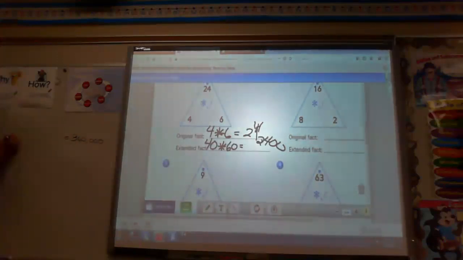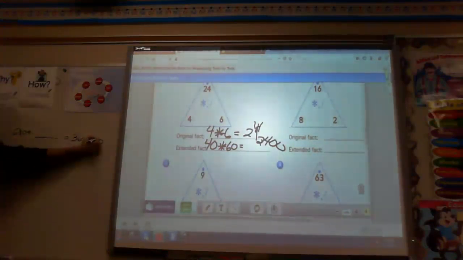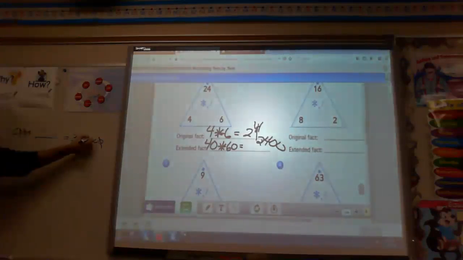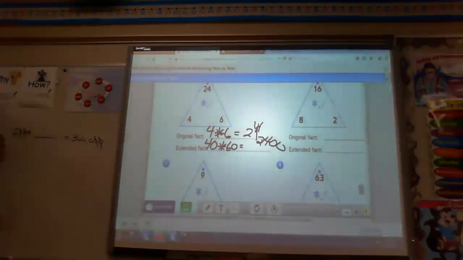$360,000 equals 60 times blank. This is what I was trying to teach you. Here, let's even make it a 600. If I cross out a zero on this side, and cross out a zero on this side, whatever I do to one side of the equal sign, I have to do the same to the other.